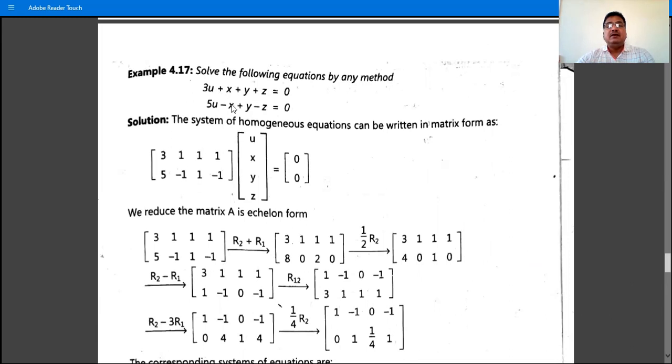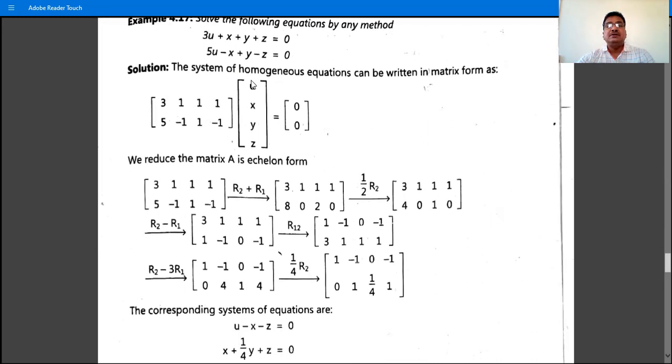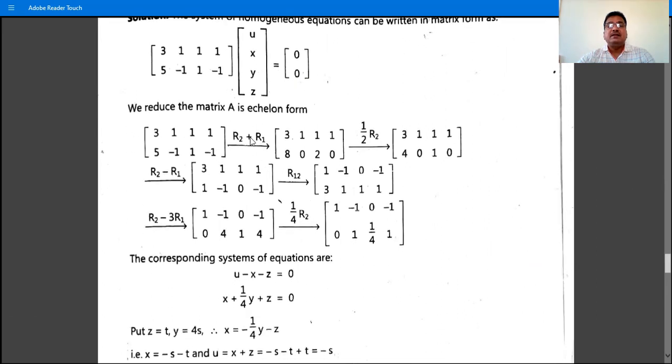So we are given these 2 equations and the unknowns are u, x, y, z. So the coefficient matrix is this: 3, 1, 1, 1, and 5, minus 1, 1, minus 1. And the matrix of unknowns u, x, y, z is equal to 0, 0, the matrix of constants. And then consider the augmented matrix: 3, 1, 1, 1, 5, minus 1, minus 1, 1, and write here 0, 0.